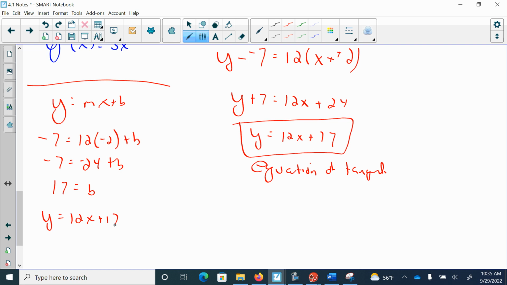Yes, Mrs. Ward. Yes, Mrs. Ward. You were taught this because of the graphing calculator. The point slope makes so much sense in my opinion.